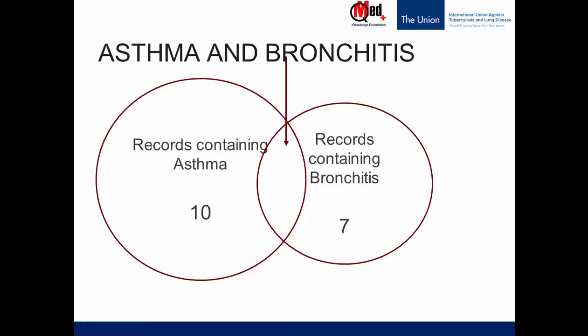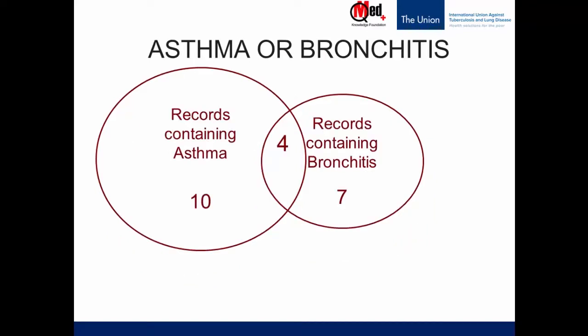Because in this area, we are saying this part represents part of 10 records that contain asthma, part of 7 records that contain bronchitis. So obviously the number will be less than 7. Let's assume we got 4 results there. So 4 records contain the word asthma and the same 4 also contain bronchitis.